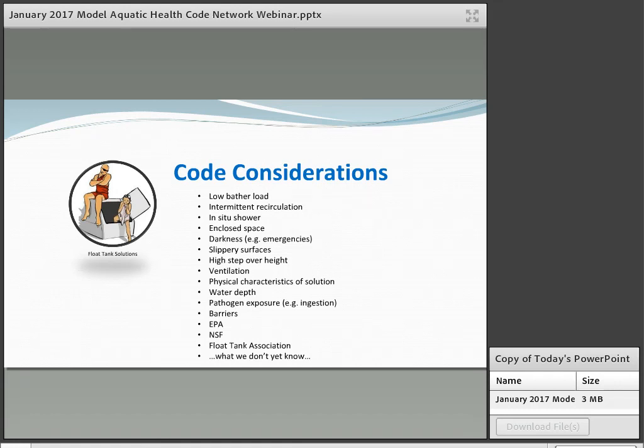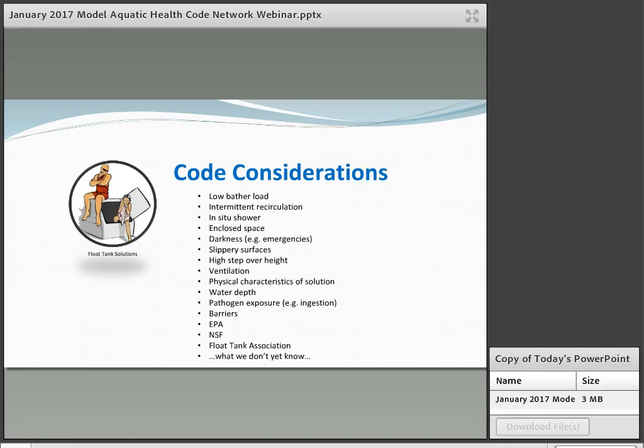But then there's the intermittent circulation. Again, this system is not running while the person is floating. Or even in the tank, for that matter, because we don't want any entrapment situations evolving. There's a shower right there. So again, in combination with the low bather load, showers are very much promoted.